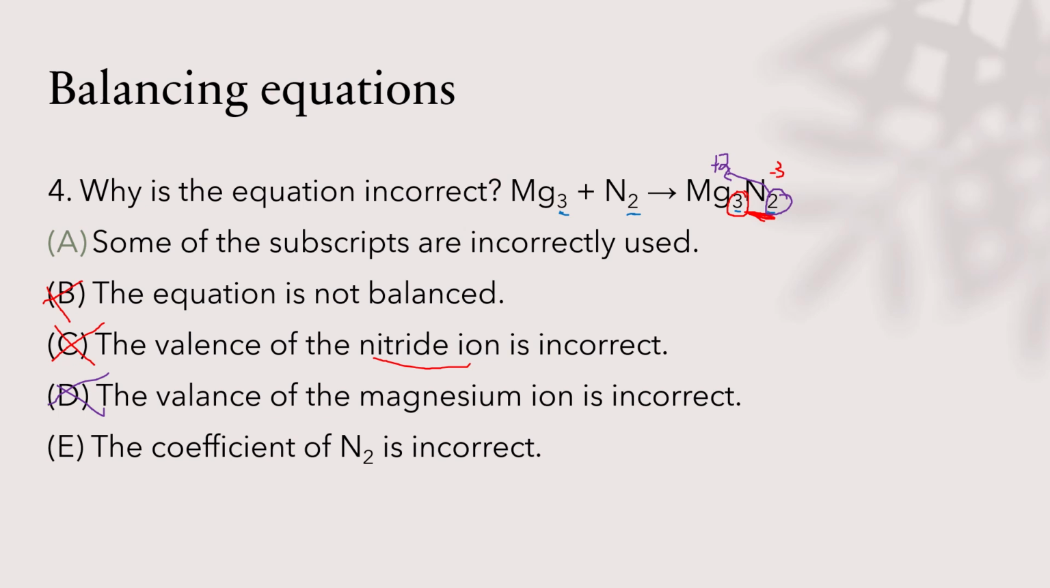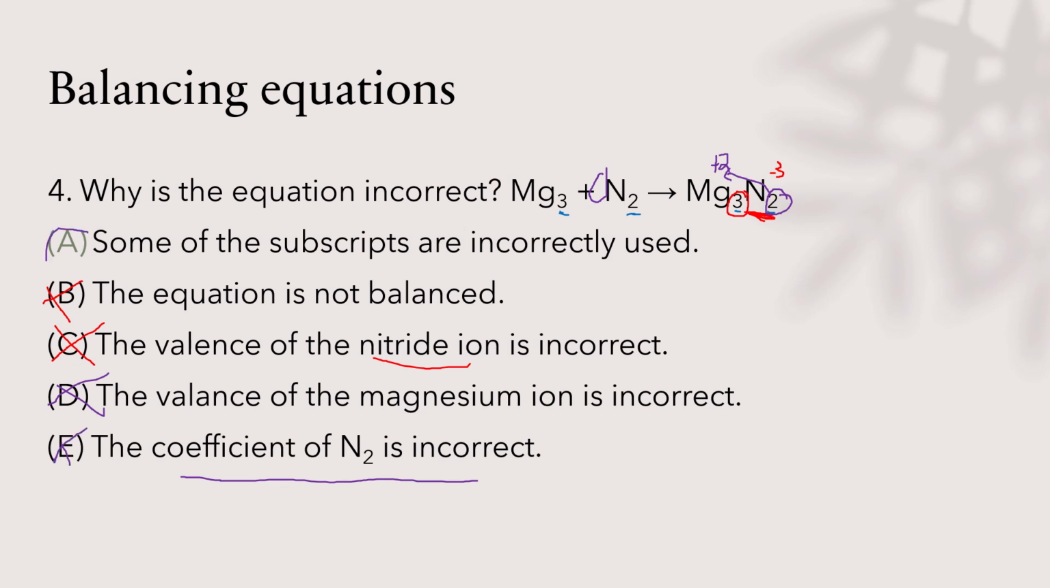Choice E, the coefficient of N2 is incorrect. So coefficient is going to be the number in front. And we already discovered that the equation is balanced, so this cannot be a correct choice either. So I'm going to go ahead and cross that out. So that leaves A as the only possible correct choice. And it is the correct choice.